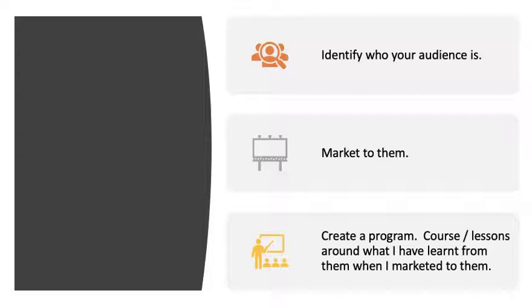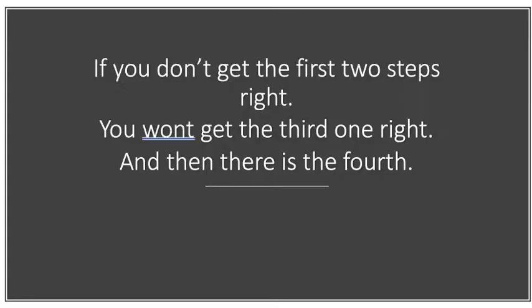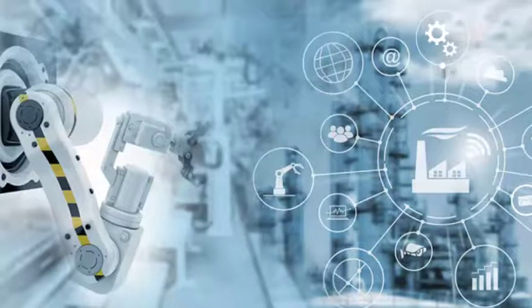because at the end of the day, if you're not identifying your audience's needs, you're not going to be able to create products and services that they want, so they're not going to pay you for them. It's kind of quite simple, really, when you look at it like that. But if you don't get the first two steps, you won't get the third one right. And then, of course, there is the fourth one, which is the gift that just keeps on giving: automation.